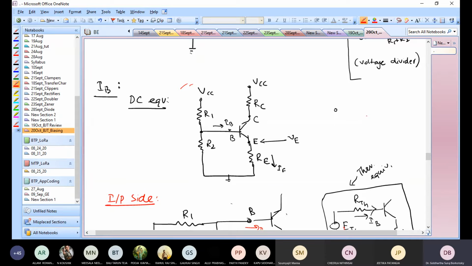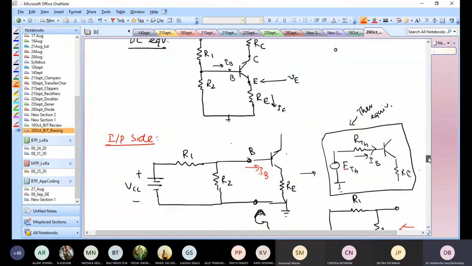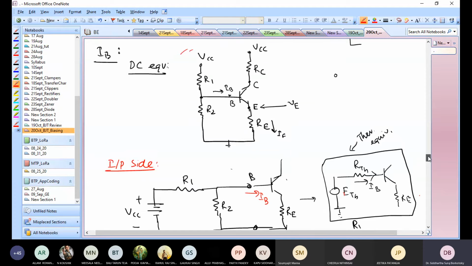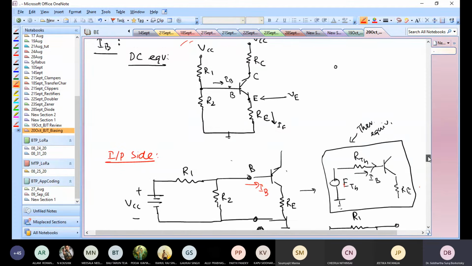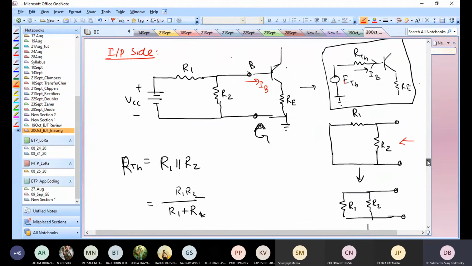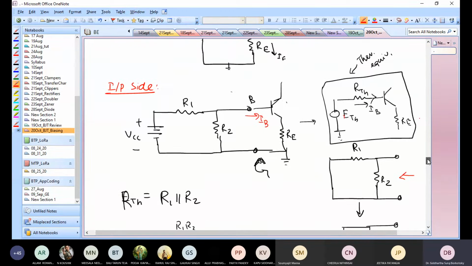So what I would do is take the input side and do an analysis. I'll try to take the input side, which is drawn like this on the left, and bring it to a form where I have a single voltage source and a single resistor, because that way I can easily find out what my current IB, the base current, is.